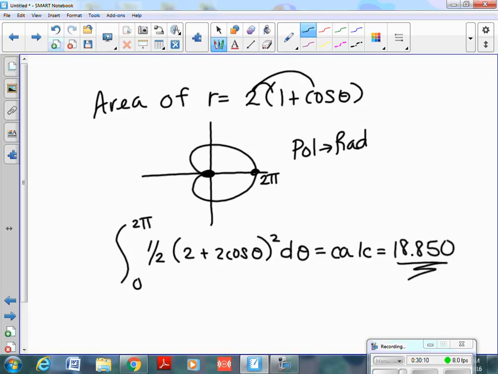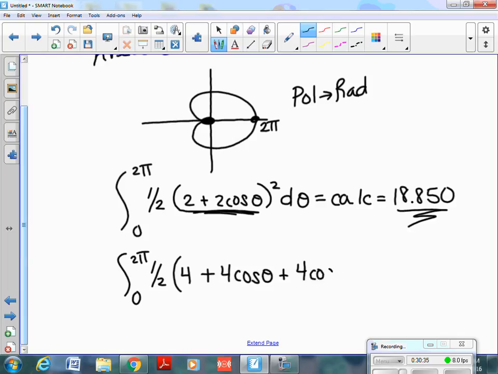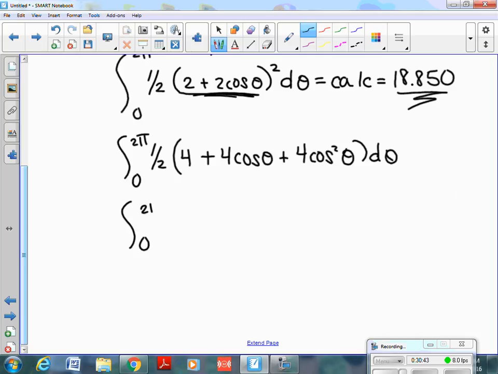If you don't use your calculator, I'm going to show you the long way just in case. So, the first thing I'm going to do is we have to simplify all this. So I'm going to leave it as 1/2. What happens if you take this and you square it? You're going to get 4 plus 4 cosine theta plus 4 cosine squared theta d theta. And then I'm just going to take 1/2 of all that. So you're going to get the integral from 0 to 2 pi of 2 plus 2 cosine of theta plus 2 cosine squared theta d theta.